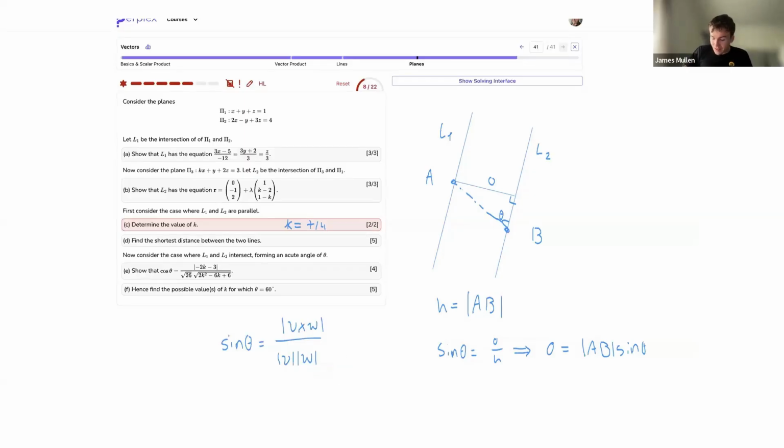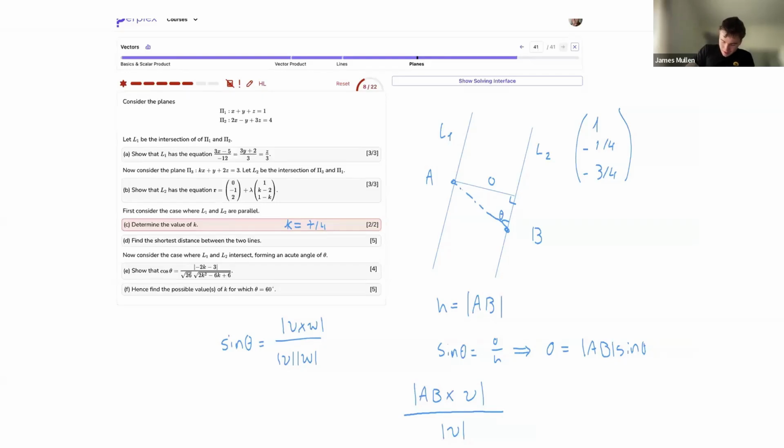And so in the case of AB and L2, which has direction, in this case, with k equal to 7 over 4, I have 1, 7 over 4 minus 2 is negative 1 over 4, and negative 3 over 4. That's the direction. Then I can say that the length that I'm looking for is AB sine of theta, which means that the distance I can write is going to be the magnitude of AB crossed with V, divided by the magnitude of V.